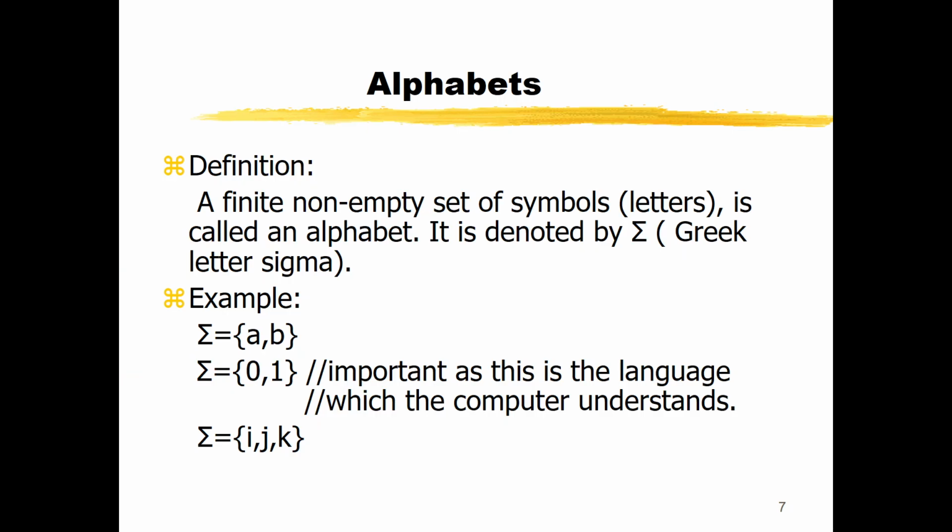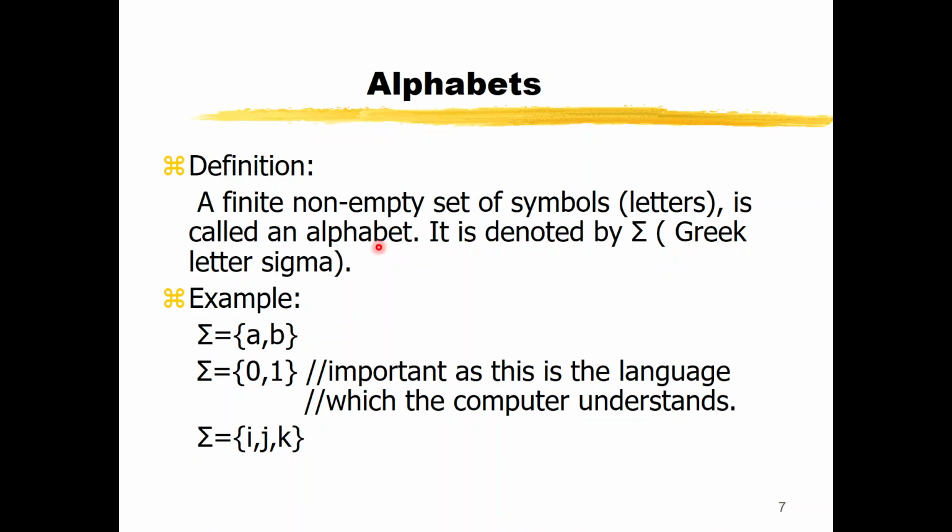Hi, I will be explaining the theory of automata course. So the first part in the theory of automata course is explaining what alphabets are. An alphabet is basically a finite, non-empty set of symbols, which can be called an alphabet. It is denoted by the Greek letter sigma.